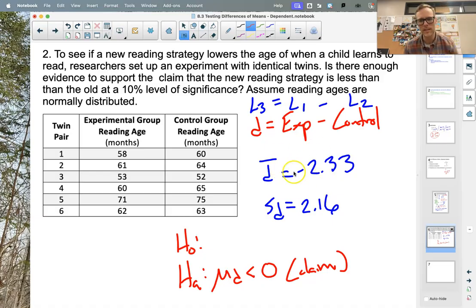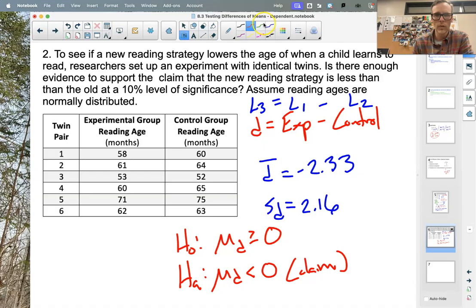Now, just take a peek at the D bar. Notice it's negative 2.33. And think about the D's. 58 minus 60 is negative 2. Is that a good thing for this claim or a bad thing? The claim is that the new reading strategy happens at a younger age. So yeah, that would be a good thing, right? How about this one? 61 minus 64 is negative 3. Is that a good thing in terms of this reading strategy? It is. That's what we're claiming to be good. So it makes sense that the mean of the differences is negative. Our null would be the mean of the differences is greater than or equal to 0.